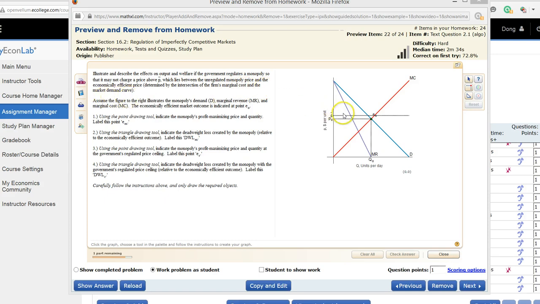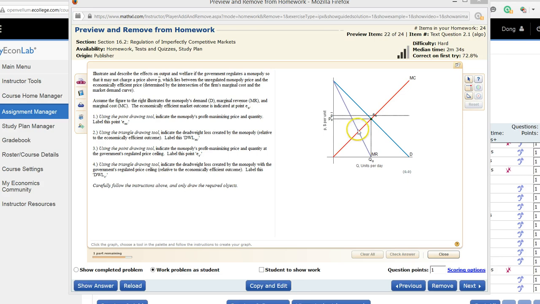So before we read further, let's first try to understand the first paragraph. We were given the marginal cost curve and the demand curve for the monopoly, and we know that to determine the profit maximizing price and quantity, we need to equate the marginal revenue, which starts from the same vertical intercept as the demand line, with the marginal cost.